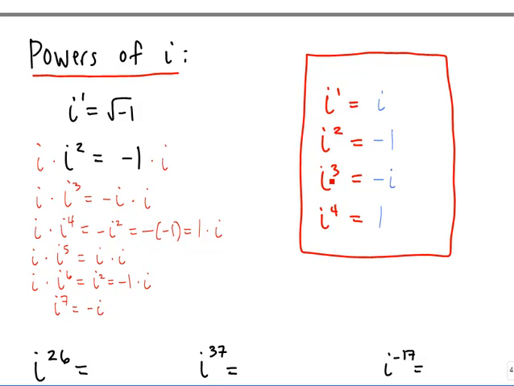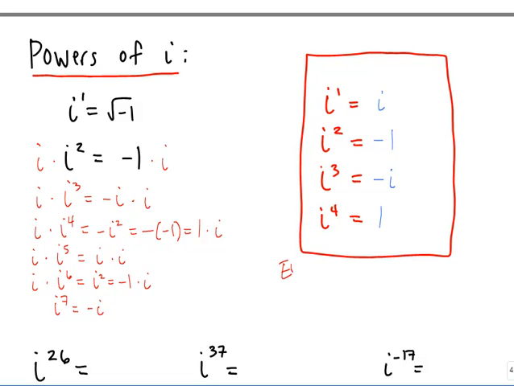So look and see what's happening. i to the first is i, i squared is negative 1, i cubed is negative i, i to the fourth is positive 1. i to the fifth takes us back to the top of the list and gives us back i. i to the sixth is the next one down, negative 1. i to the seventh is the next one down, negative i. So i to the eighth should be 1. i to the ninth gets me back to i, i to the 10th would be negative 1, i to the 11th would be negative i, i to the 12th would be back to 1 again. So we cycle through this pattern of 4 powers of i.